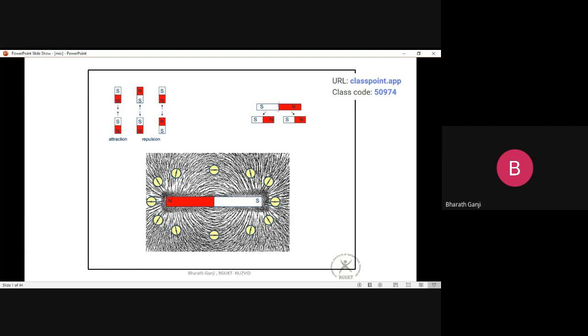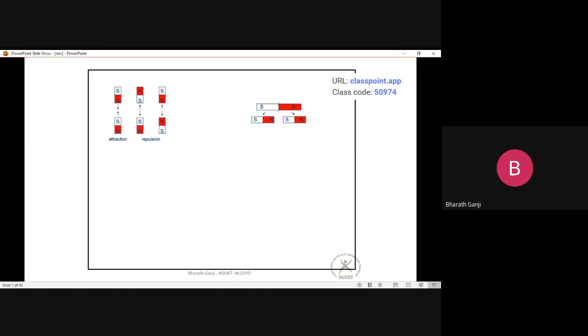So because of that, you see these kinds of field lines around your magnet, right? So this is normal for all of us. We usually see these kinds of experiments in our childhood also.